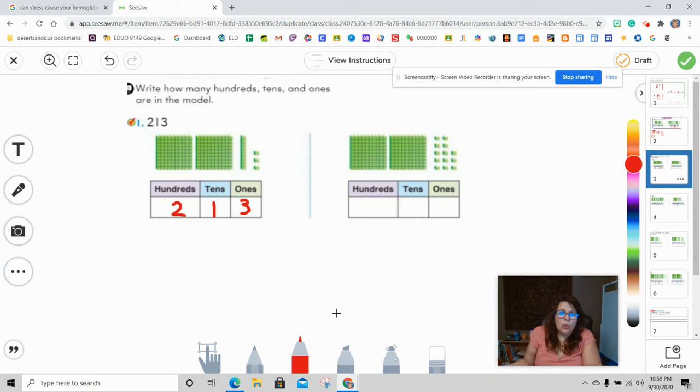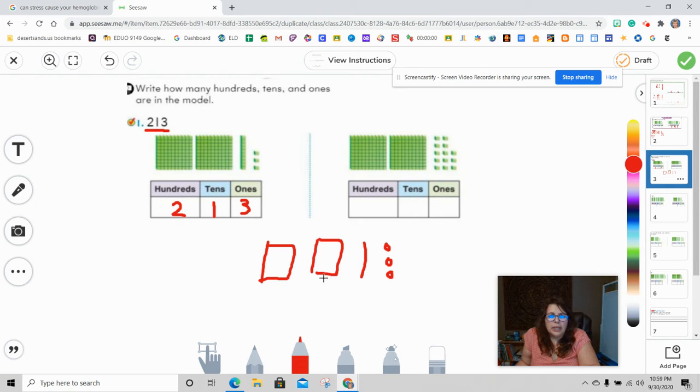And I'm going to show you what they did so you can see what they regrouped. It's exactly the same number. We still have 213, but it looks a little bit different. Let me show you. We still have the 200. I'm going to draw this picture again, and then I'm going to show you what they did here. So we have the 200, the 1 ten, and the 3 ones.